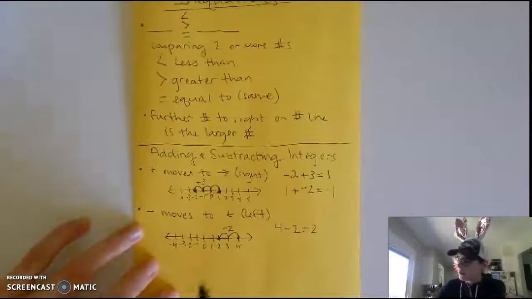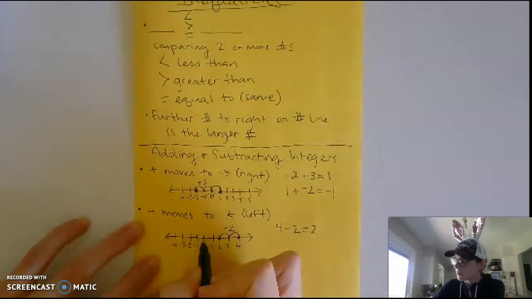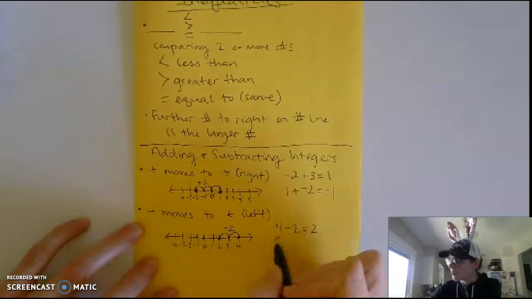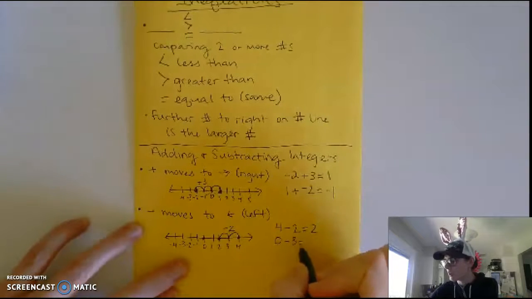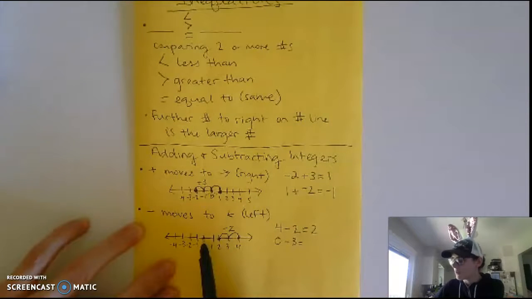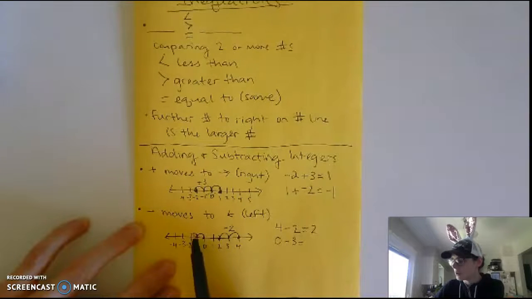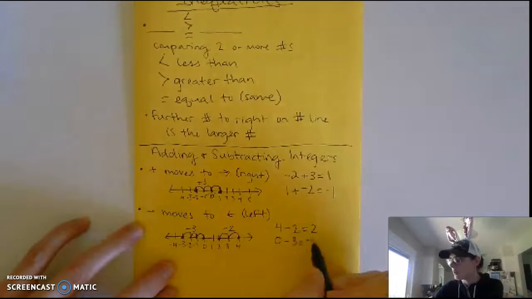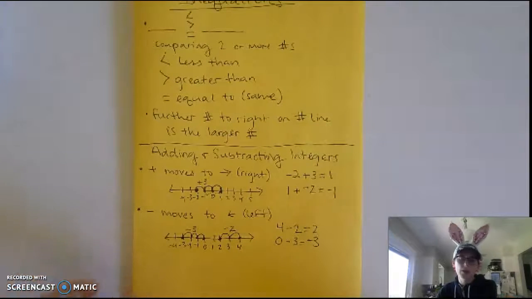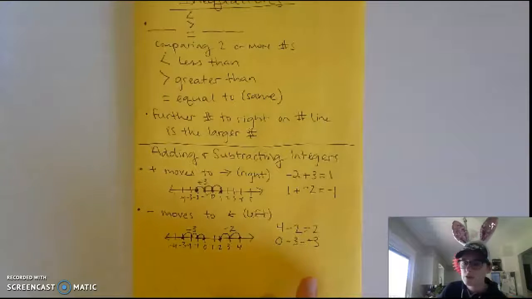Okay. I could also have something where it's 0. So we could say 0 minus, let's do 3. So I'm going to start at 0 and I'm going to move to the left 3. 1, 2, 3. Okay, so I subtracted 3 there. So now I'm on -3. All right. So that's adding and subtracting integers.